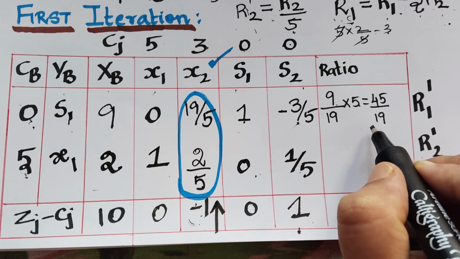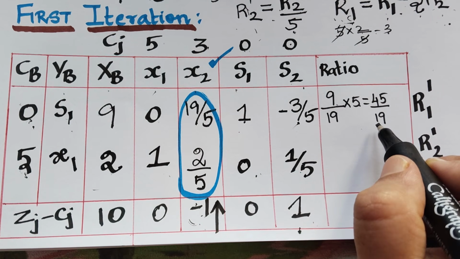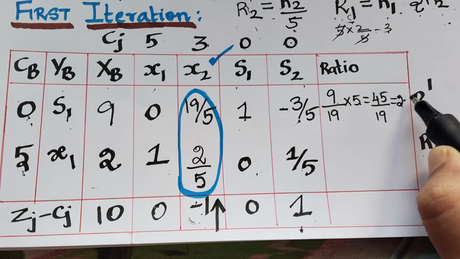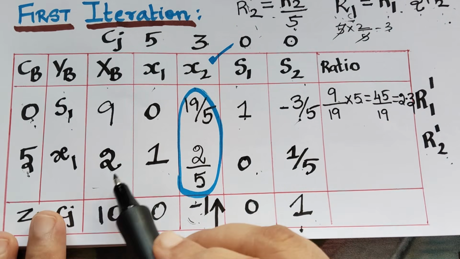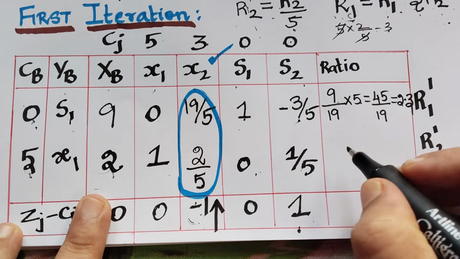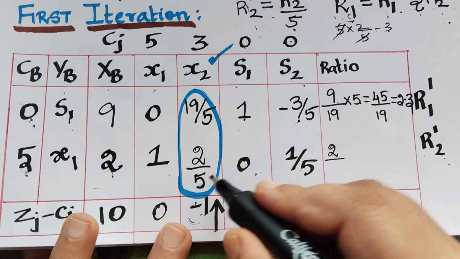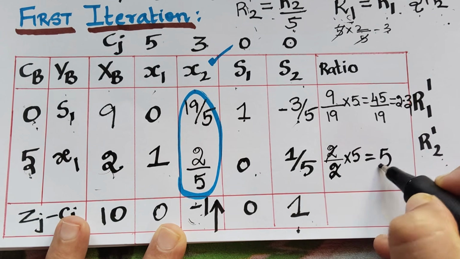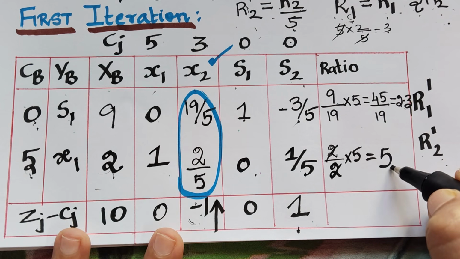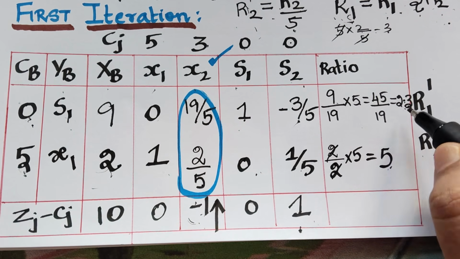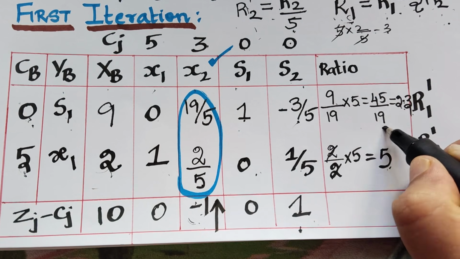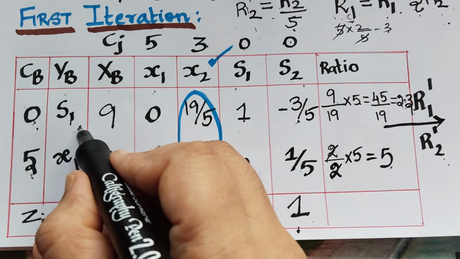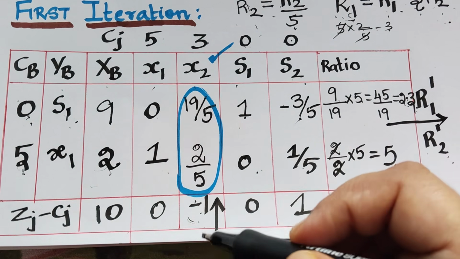And what is that value actually? What is 45 divided by 19? It will be some 2.3. So 2.3. And here the xb value is 2. So 2 divided by 2 by 5. So 2 multiplied by 5. So this is equal to 5. Now here we have 2.3 and here we have 5. So which is the least of these two values? 2.3 is the minimum. So that will be leaving the table. And so what is that variable? It is S1. So S1 leaves the table and X2 enters the table.